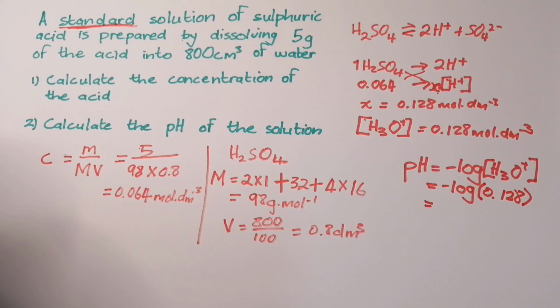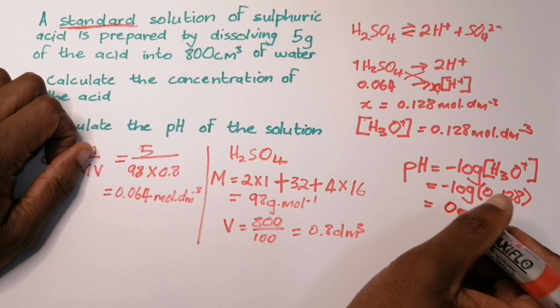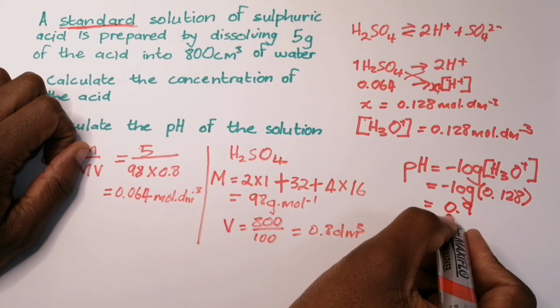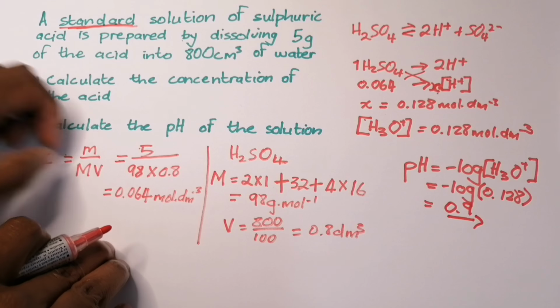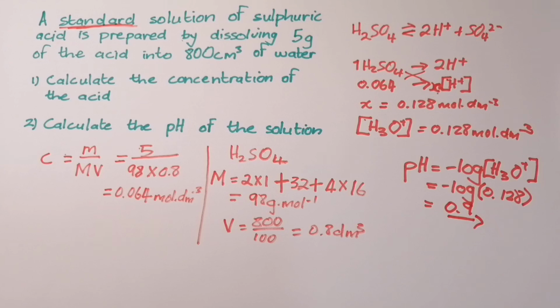Okay, so we'll put that in the calculator. That's minus the log of 0.128, and I get a value of 0.9. So I'm going to just round it off there, 0.9. Okay, so that would be my pH value. So what does that mean about sulfuric acid? It means that it would be a strong acid.